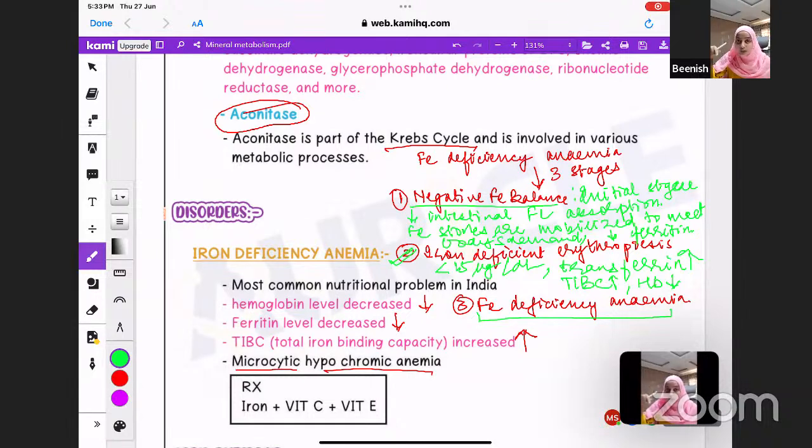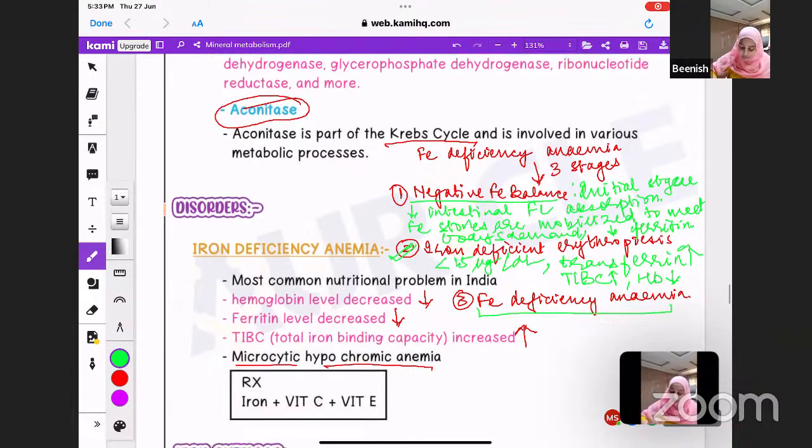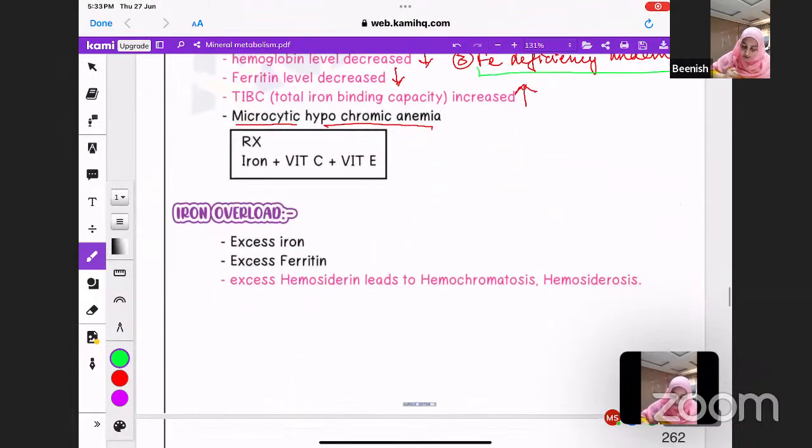Then if it is further not corrected, what will happen? If your ferritin level falls below a certain value, that is 15 microgram per deciliter, what will happen? Your transferrin level will increase in the blood, your TIBC will increase, and then your erythropoiesis will be impaired. It is going to be affected. Then you will have decreased hemoglobin levels, and then finally it will lead to what is known as iron deficiency anemia.